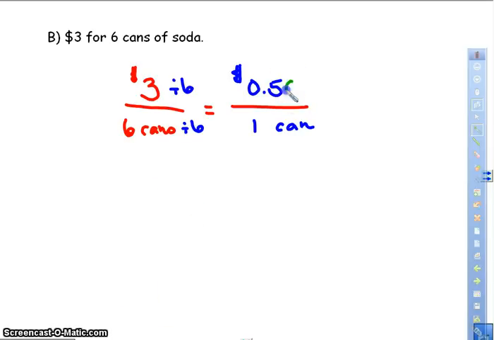We can add a 0 here, and then we know it's 50 cents. 0.5 does not mean 5 cents. 0.05 means 5 cents. So we're going to add a 0, so there's something in the hundredths spot. And the answer is 50 cents for 1 can, or I could write 50 cents per can. Either of those is the correct way to write your unit rate.